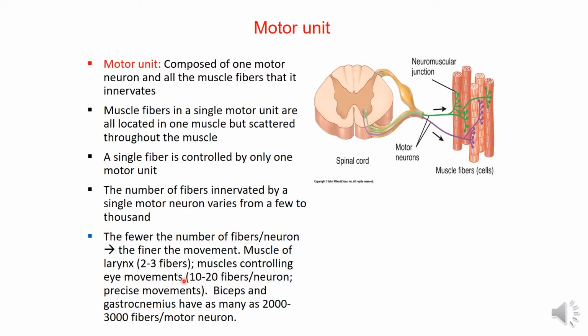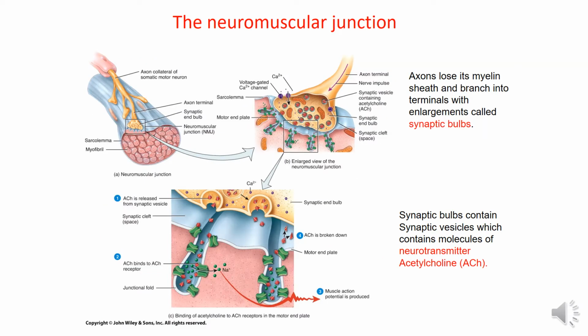A muscle controlling the movement of the eyeball supplies 10 to 20 fibers, while in muscles that produce gross movements, like the biceps and the gastrocnemius, the motor unit is going to supply a huge number of muscle fibers. When an action potential occurs in a motor neuron, all the muscle fibers in its motor unit are going to contract.